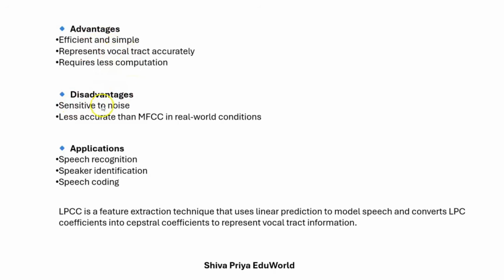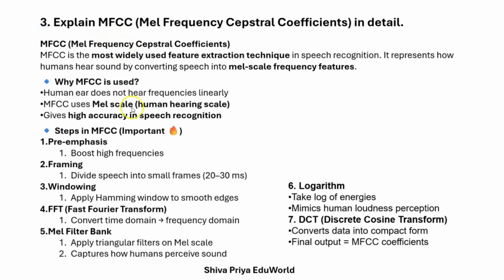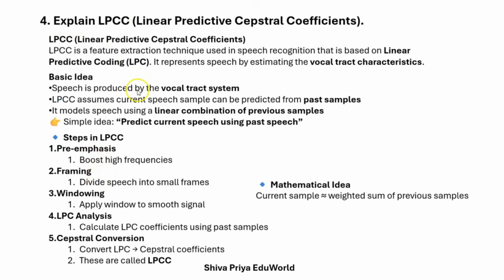And the disadvantages: sensitive to noise. Whenever the noise is high, this acts as very sensitive. Less accurate than MFCC. This is the biggest disadvantage here. It is not as accurate as MFCC. Clear? In real world conditions, we use it for speech recognition, speaker identification and speech coding. These are all the applications of LPCC.